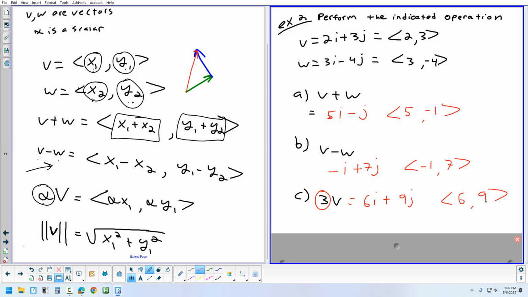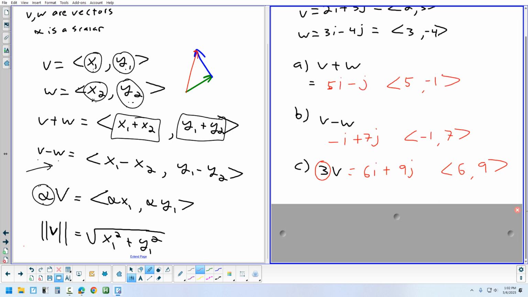If you're going to write it with the angle brackets, you need to use a comma, and you do not put i and j. If you're going to write it without the angle brackets, you need a plus or a minus sign, and you need an i or a j. Okay, just don't mix the two.